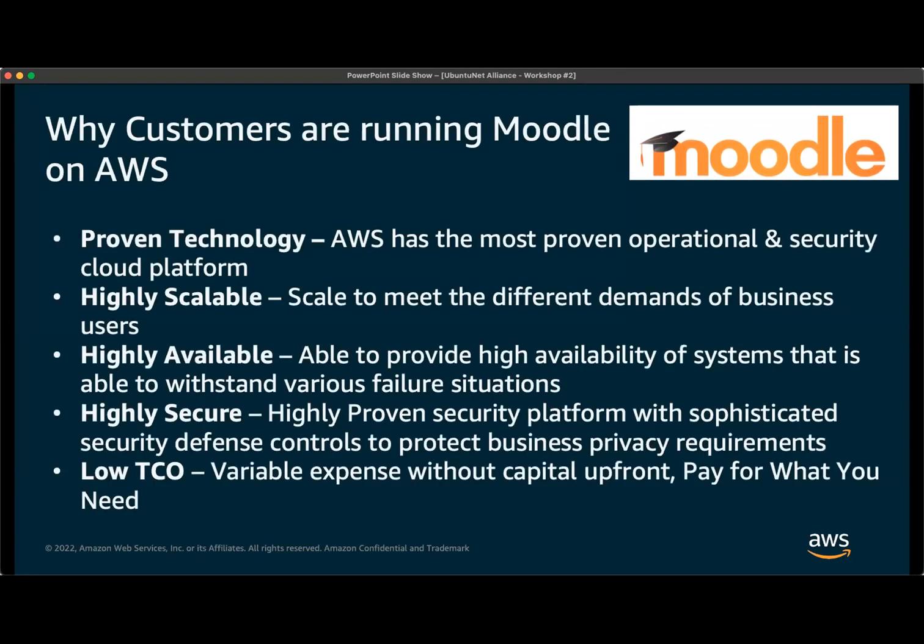So why customers moved to AWS is because of our proven ability to run at scale, to meet the different demands. And when I talk about scale, I don't only talk about scale out, we also talk about scale in, which is when the usage on your environment is not that much, AWS has the ability to scale in, so you can save costs.